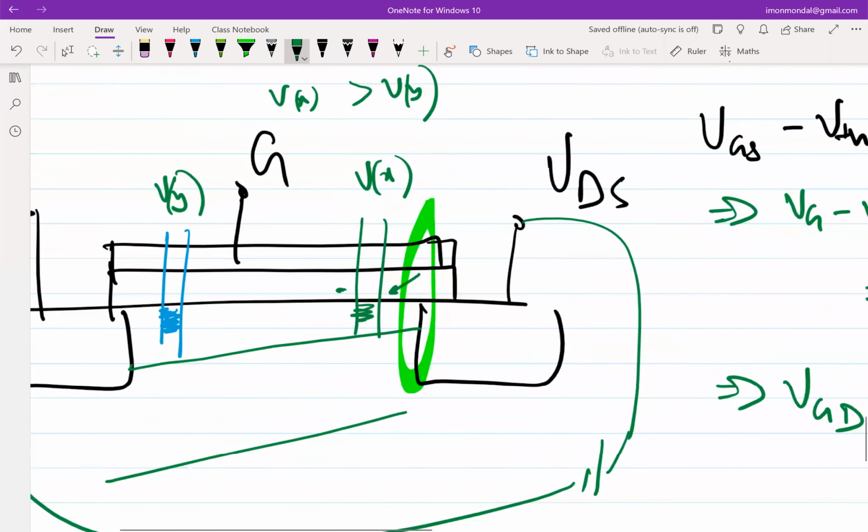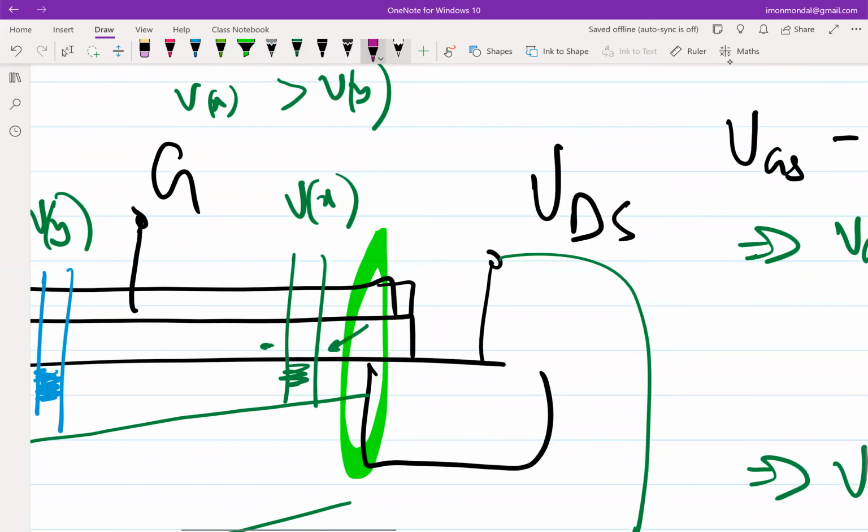Now if VGD is equal to the threshold voltage, what is the concentration right at that edge? It's 0. The channel has vanished. The channel is pinched off. We call it the pinched off condition.